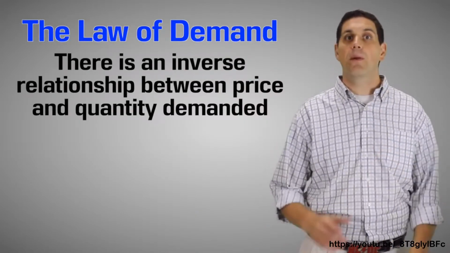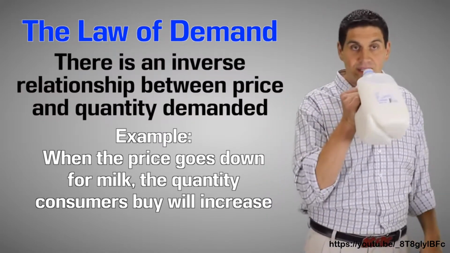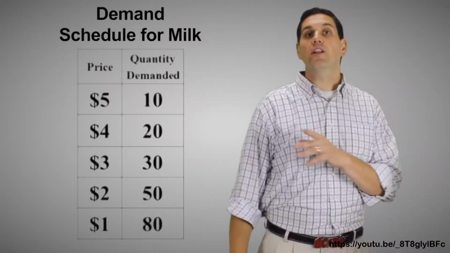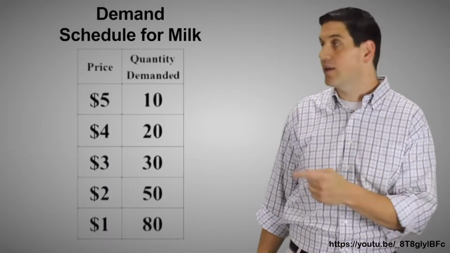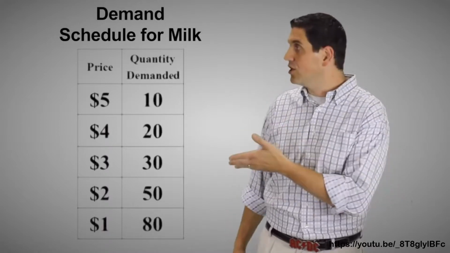an inverse relationship between price and quantity demanded. That means when the price goes down, the quantity demanded increases. If the price goes down, the quantity demanded goes up again. So take a look at this demand schedule. As you can see, when the price goes down, the quantity demanded goes up. When the price goes down to 4, 3, 2, and 1, the quantity demanded increases.